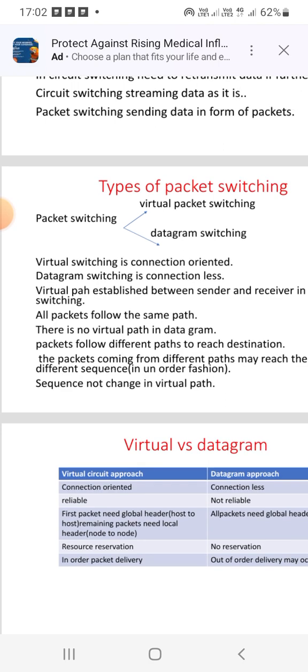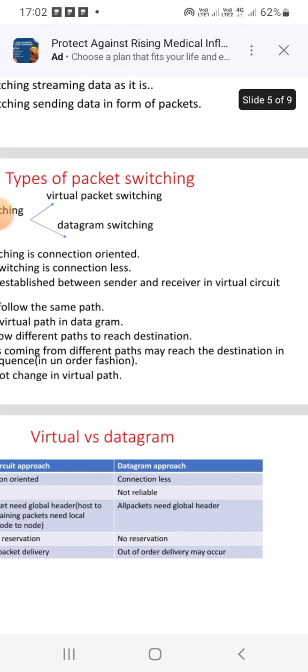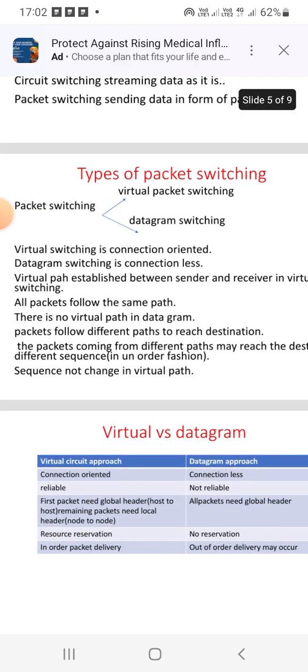In virtual circuit switching, a virtual path is established between sender and receiver, and all packets follow the same path. There is no virtual path in datagram switching. Packets follow different paths to reach the destination.